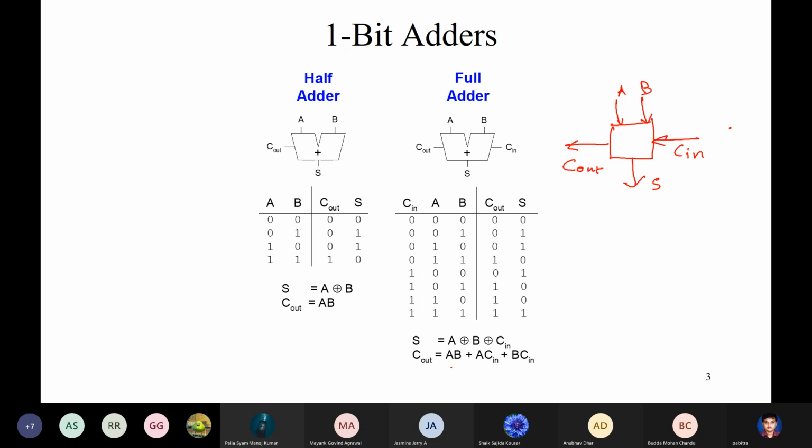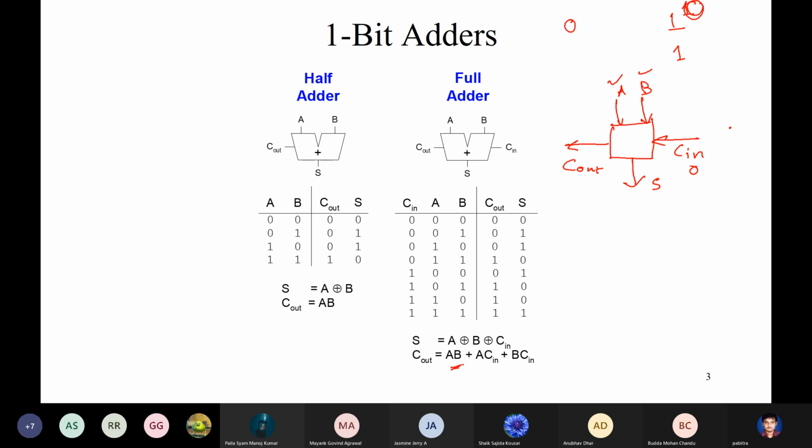Okay, so this part says that the carry out is 1. So that's the normal addition rule. You have 1, 1 and a carry 1. Even if the carry in is 0, you get output 1 when A and B are 1.